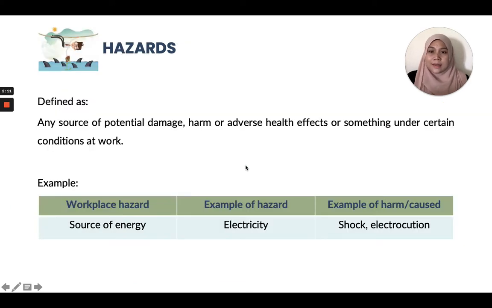Okay, what is hazard? Hazard is defined as any source of potential damage, harm, or adverse effects of something under certain conditions at work. For example, electricity. The source of hazard comes from energy, and the harm caused by electricity is shock or electrocution, whereby someone can die or get severe injury due to the passing through of electric current to their body.